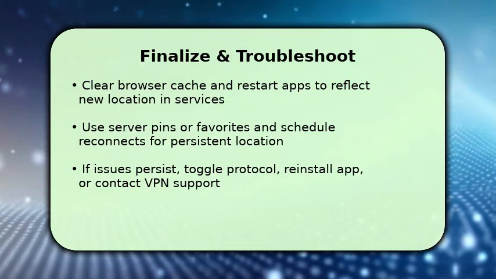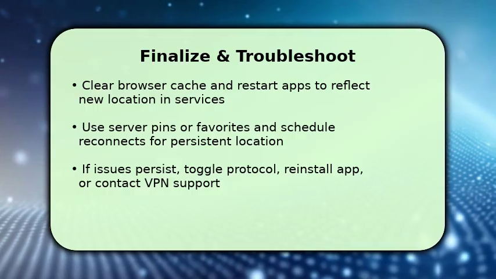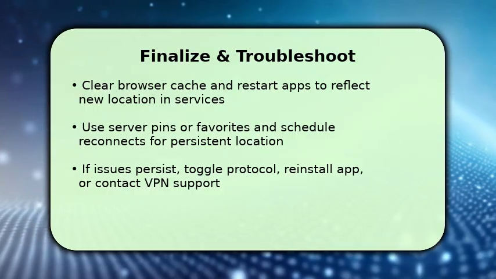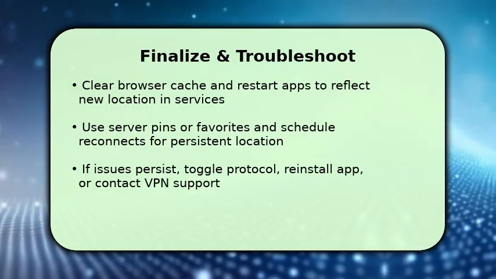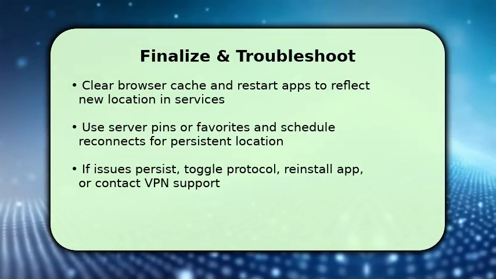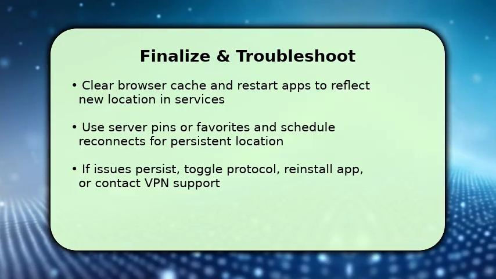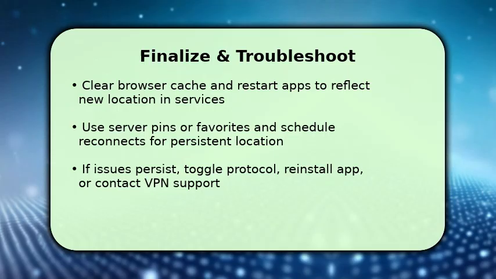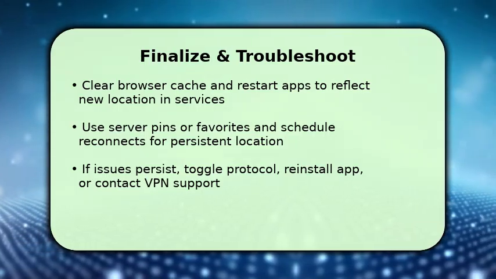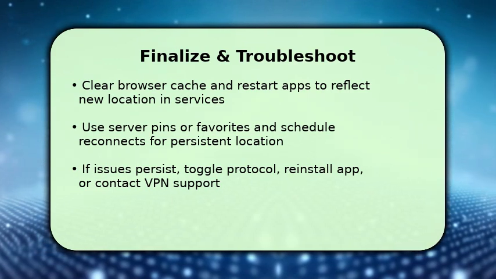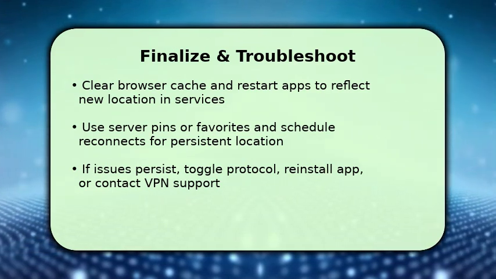Make server favorites or pins to speed future reconnections, and consider scheduling reconnects if you need a persistent location. If a site still detects your real location, toggle protocol, try a different server, or reinstall the app. When all else fails, contact VPN support for logs-free diagnostics. This single troubleshooting tip usually fixes persistent geo-blocking.